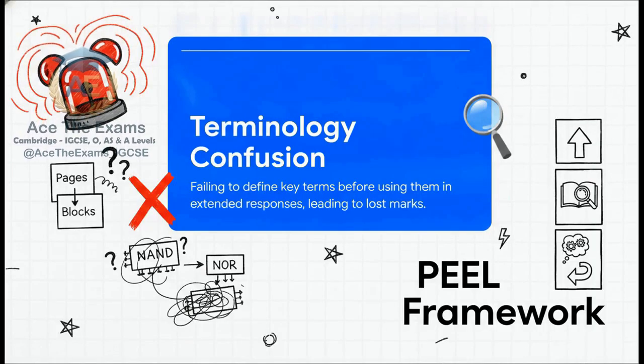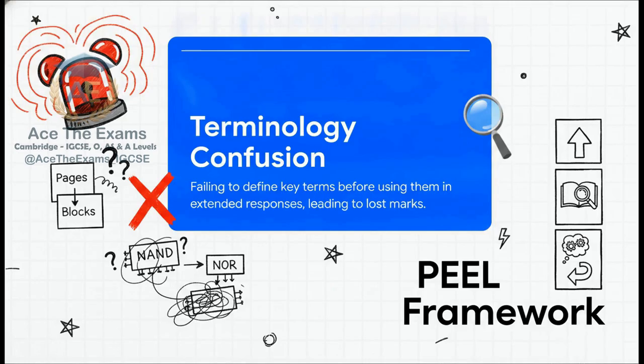Now here is a massive, flashing red alert straight from the examiners. Terminology confusion. Candidates consistently confuse fundamental key terminology when discussing flash memory.